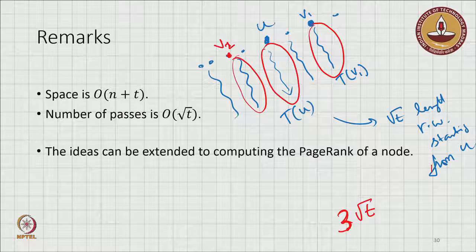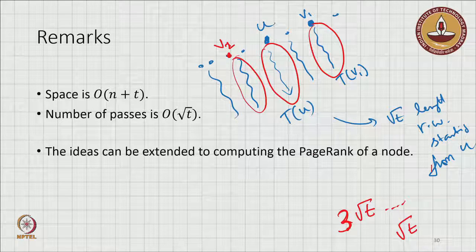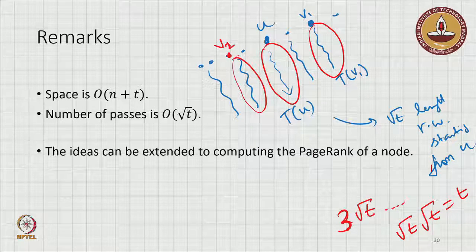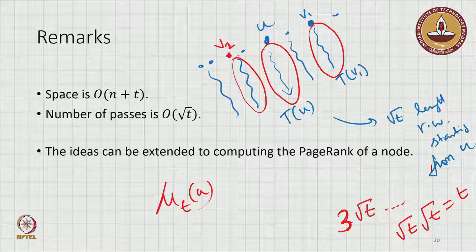If you continue to do that, you will get square root of t such random walks, each of length square root of t, stitched together, and you will get a t length random walk. And so just by stitching these short walks, we will basically be able to sample from mu t starting from u. This is a t length random walk.